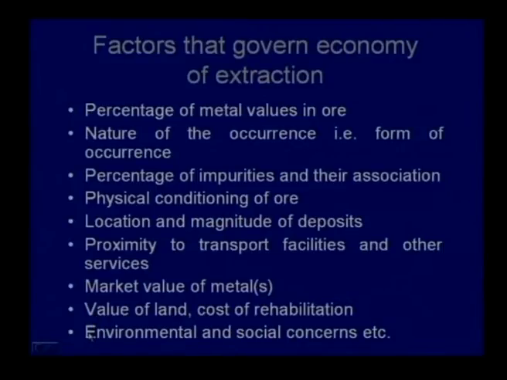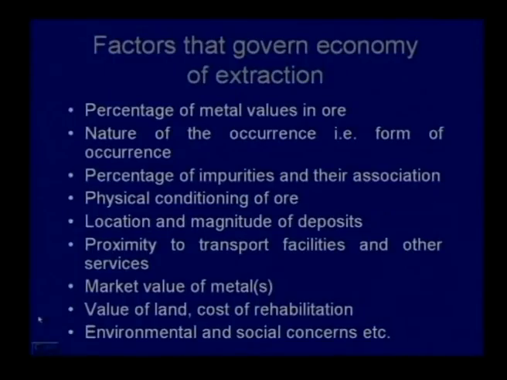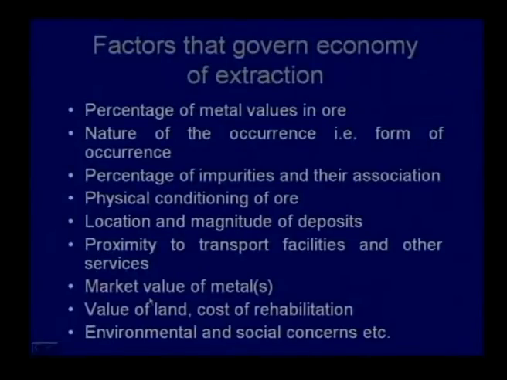Similarly, there are other issues like environmental and social concerns. If we have a process that will cause too much pollution in an area where there are people all around and their lives will be affected, then we will not have good practical reasons for going for extraction. So, as I said, a whole lot of factors govern the economy of extraction, and they have to be taken into account.